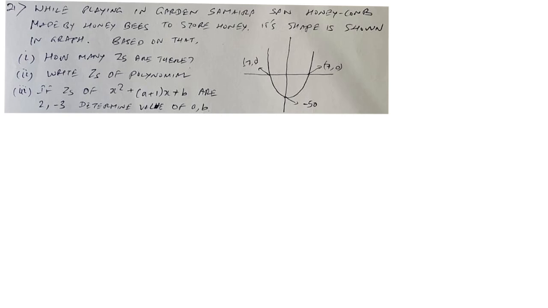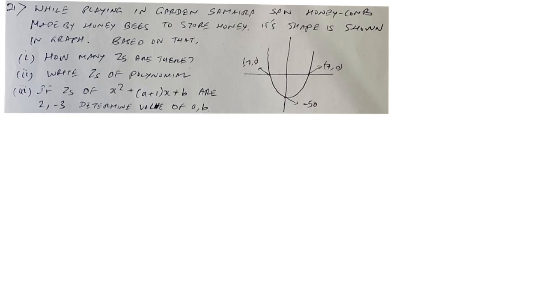Okay. While playing in the garden, Samaira saw a honeycomb made by honeybees to store honey. Its shape is as shown in the graph. Based on that, you can answer comprehension type questions. You just have to keep your mind calm and listen to the question.